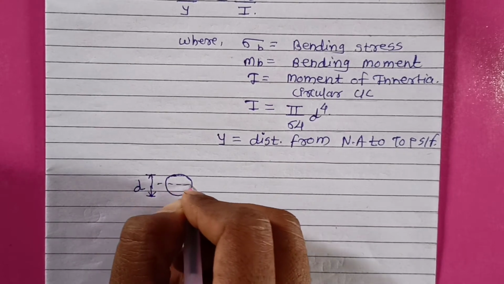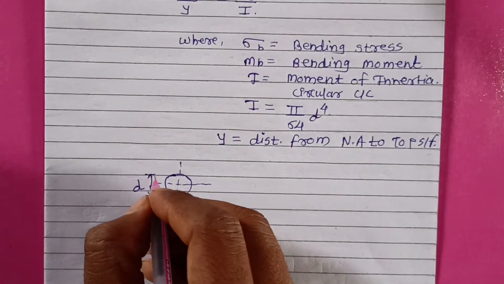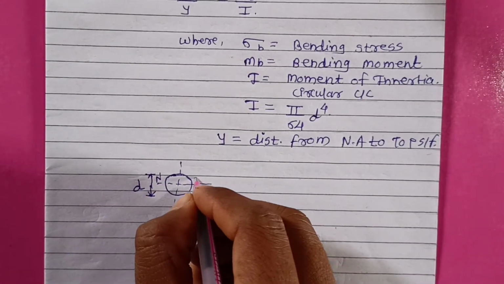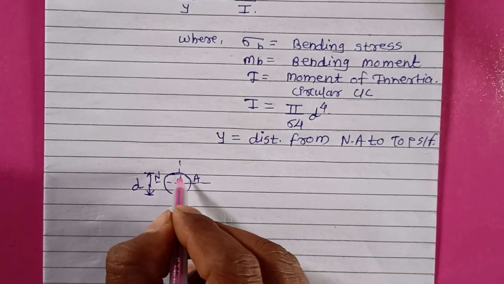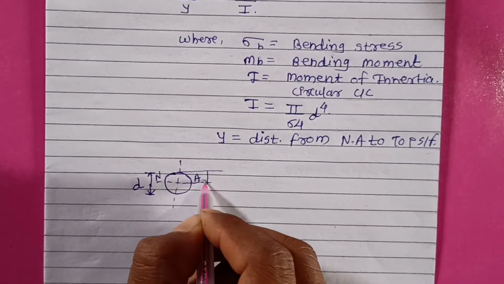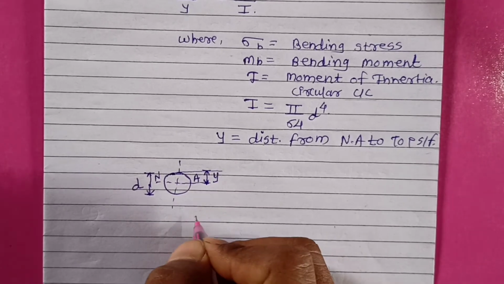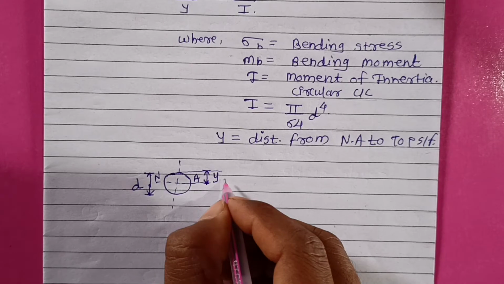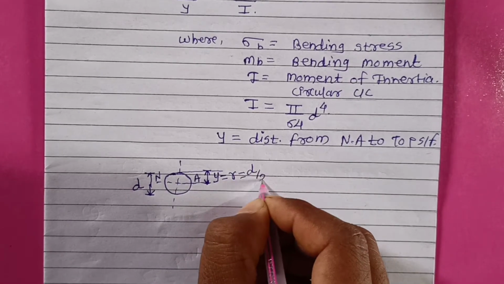This is the horizontal axis and this is the vertical axis. The horizontal axis is nothing but the neutral axis. Now the distance from this neutral axis to the top surface is called y. Now y is nothing but the radius, and the radius is nothing but d by 2.